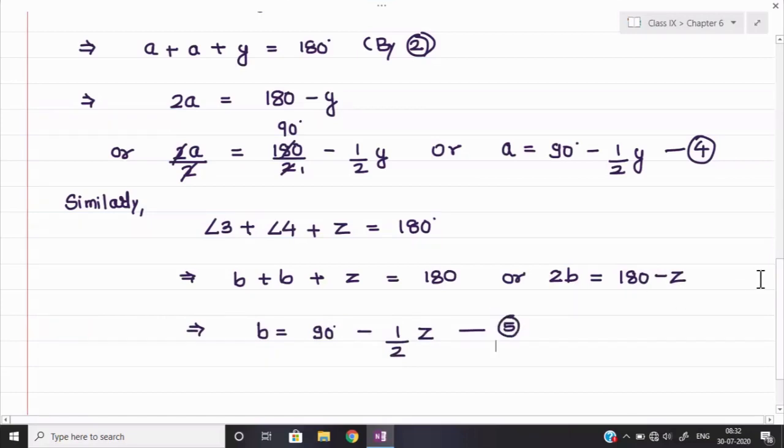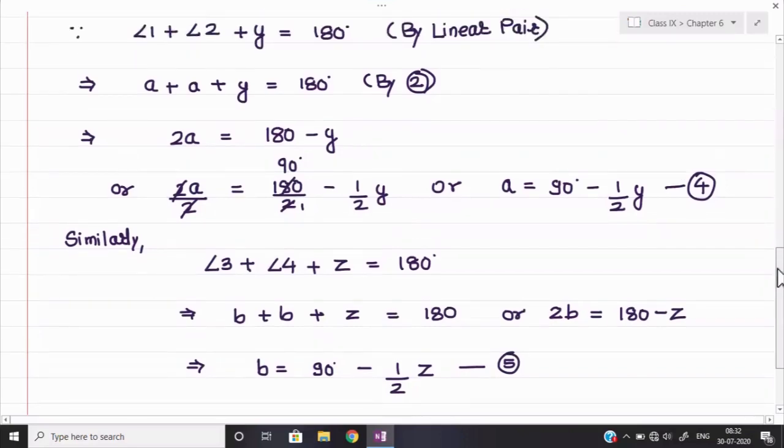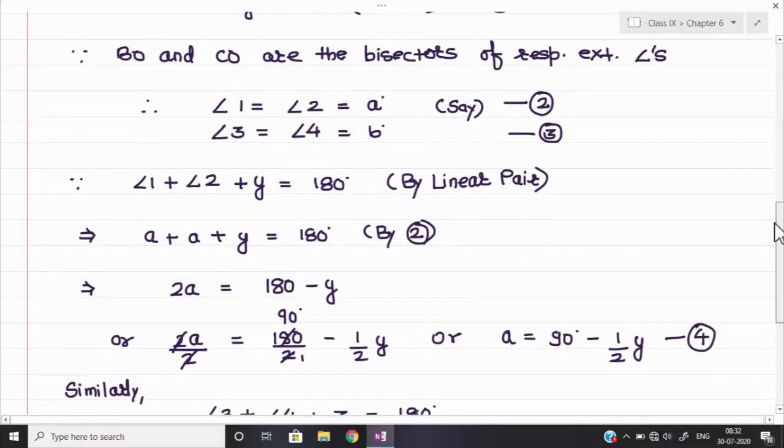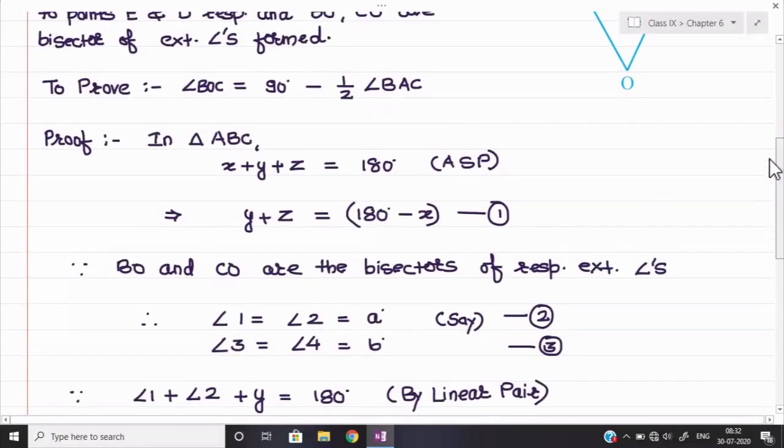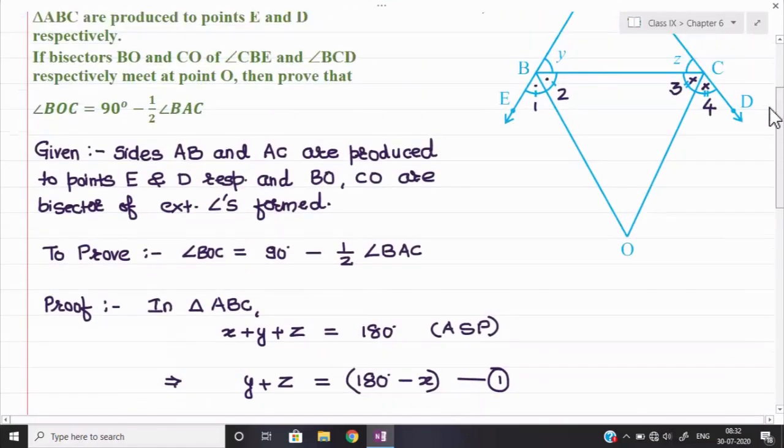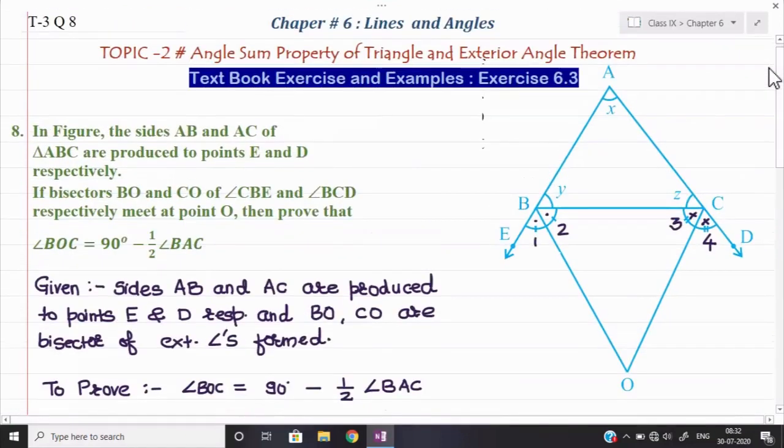Now at last again we shall apply the angle sum property. So now my triangle will be different. Earlier I have taken the triangle ABC. But now I will take a triangle BOC. Look at the triangle BOC which is coming at the bottom. Which three angles I have? One is angle number 2 which is coming inside the triangle. Second one is angle number 3 and third one is angle number O.